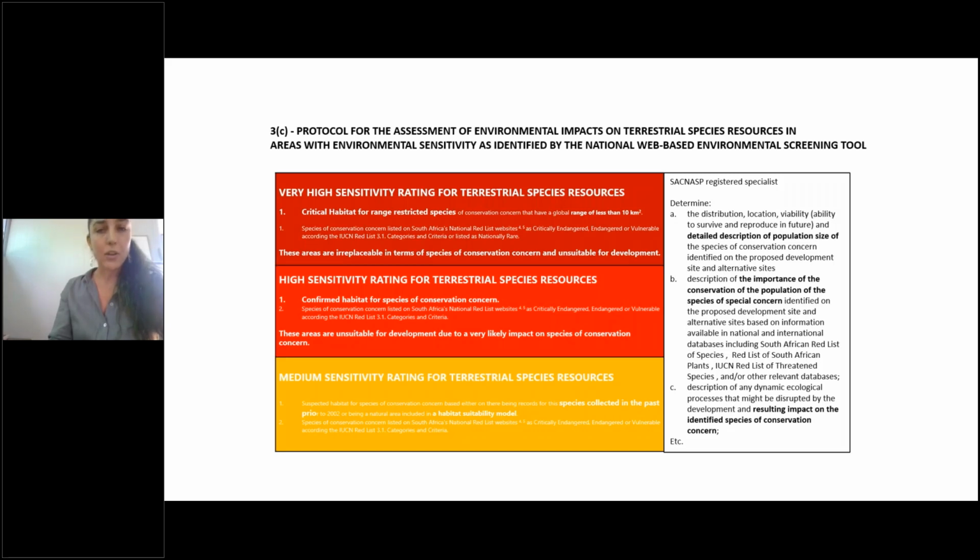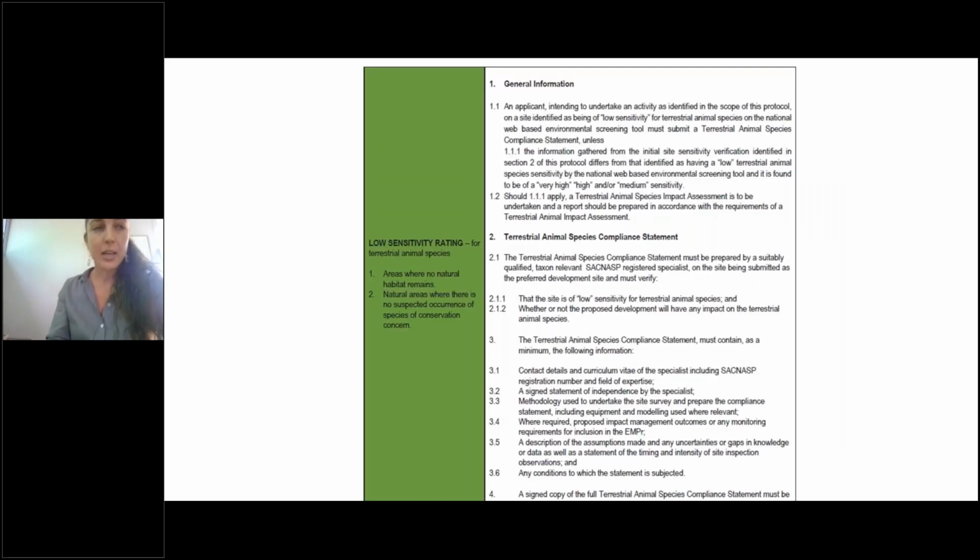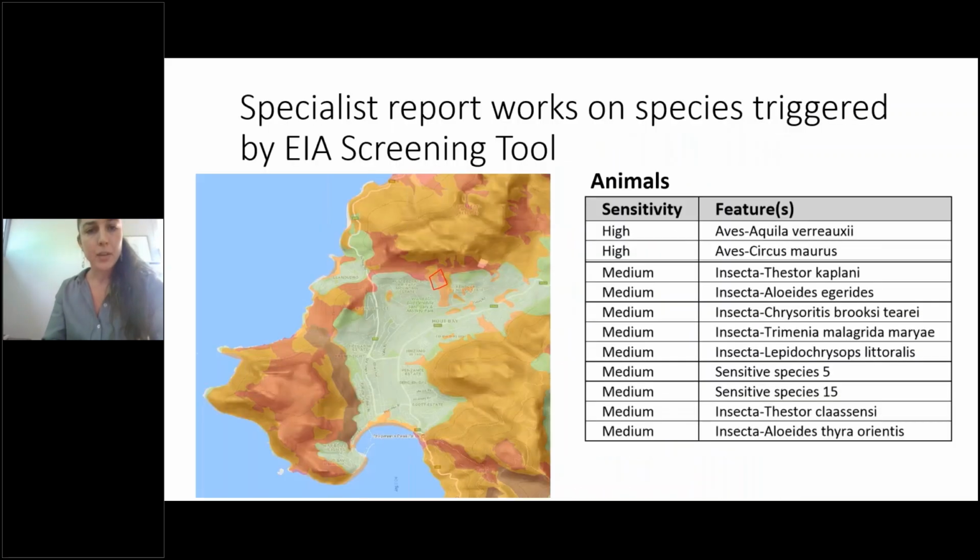If it's not one of those categories, and if it's a low sensitivity, it means that it's possible for the EAP to produce a compliance statement. Okay, at this stage, the protocols say that the compliance statement needs to include the details of the person who's completed the compliance statement, etc. But it doesn't give a clear guidance of exactly what that compliance statement needs to look like. So we are hoping to work on that in the next couple of months and get a template so that that can be followed going forward.